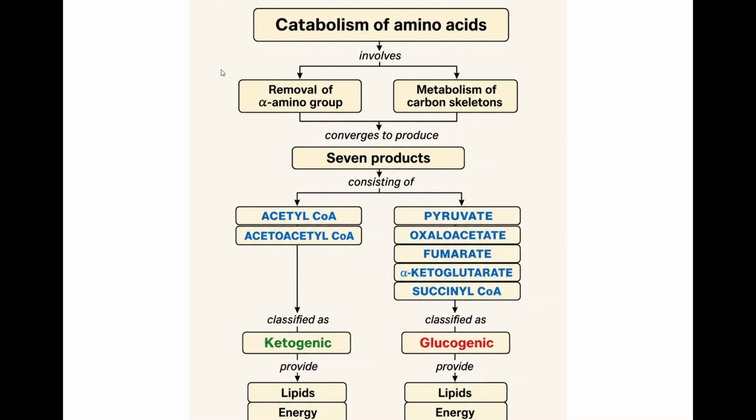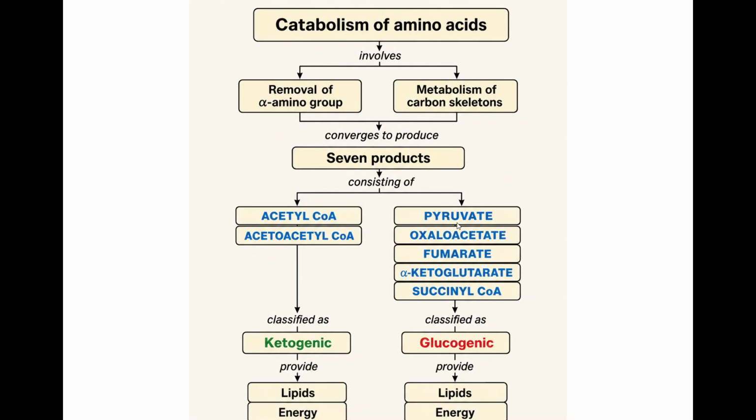Again, you took this part in the previous lecture, so today we're going to focus on the metabolism of the carbon skeleton, and we're going to see that these 20 amino acids that make up our protein will eventually be broken down to one of these 7 intermediates. Accordingly, we're going to classify the amino acids as ketogenic or glucogenic. Those that, once metabolized, give rise to acetoacetate, acetyl-CoA, or acetoacetyl-CoA, we're going to classify as ketogenic. Why? Because these are ketone bodies. They will provide the body with lipids and energy.